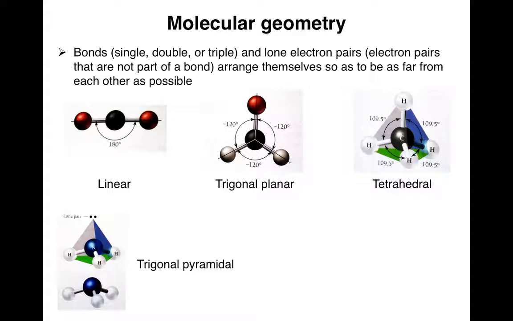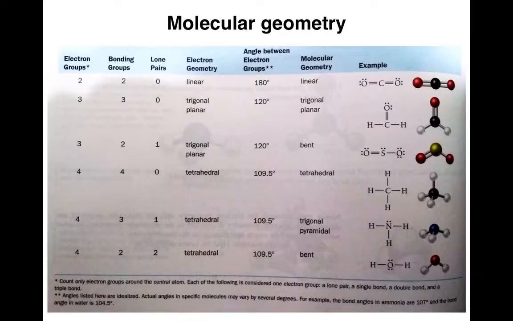If a central atom in a molecule has 2 bonds and 2 lone electron pairs, then the bonds and the lone electron pairs point towards the apices of a triangular pyramid. Therefore, the 2 bonds are not opposite each other, but again at an angle of 109.5 degrees. This geometry is known as bent, and an example of a bent molecule is water. The following slide summarizes the various possibilities for molecular geometry.